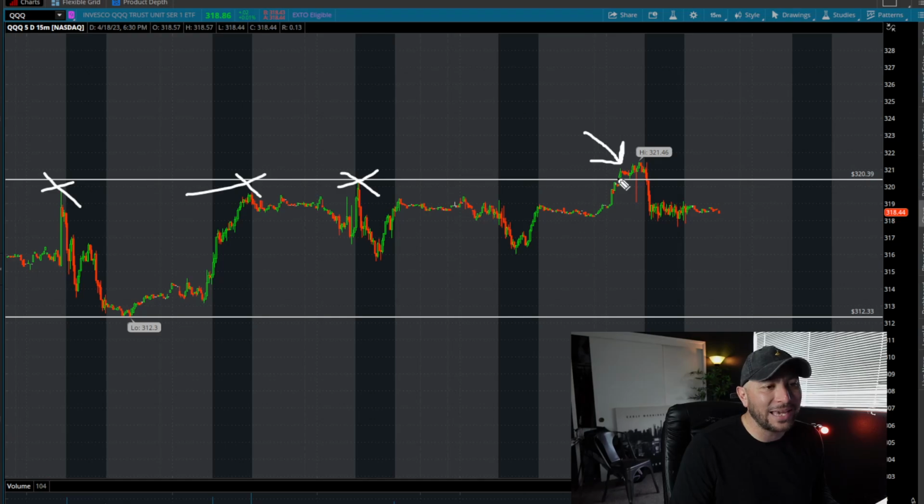However, what I like to see is the break. I like to see a retest, consolidation, and I like to see it push higher. That is a bull move. That would be a bull breakout. However, that did not happen today.